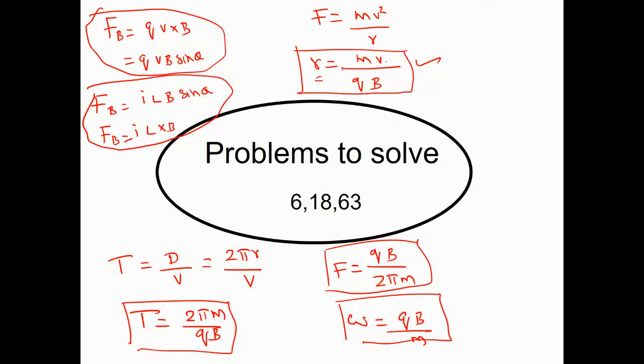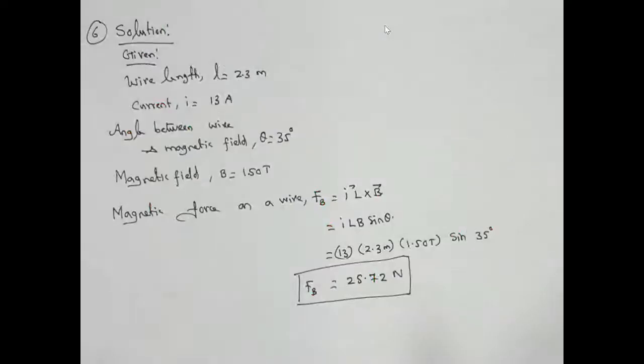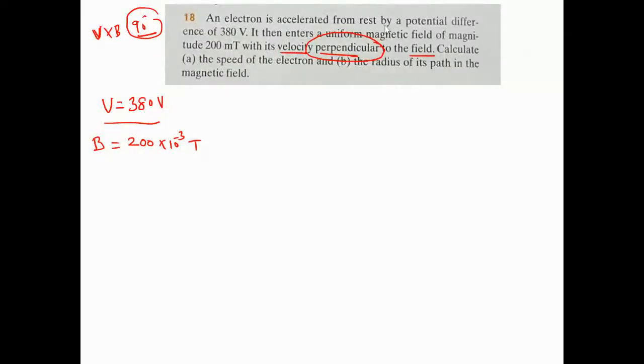So for finding the radius, you can use the direct equation, but for finding the speed, what do we have to use, my dear? Whenever the electron is at rest, you have to give the accelerating voltage. When you give the accelerating voltage, what will happen to the electron? It will have kinetic energy. Am I right or not?